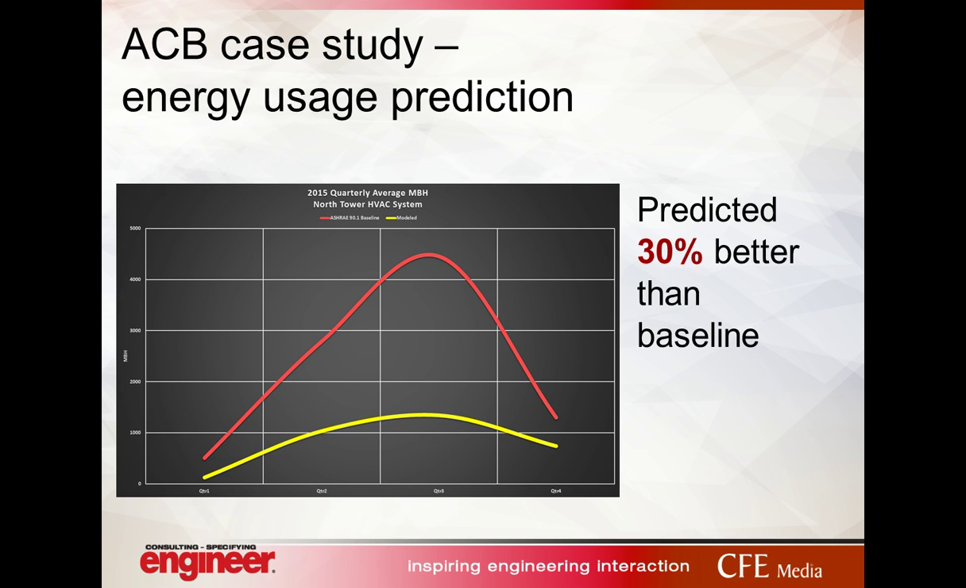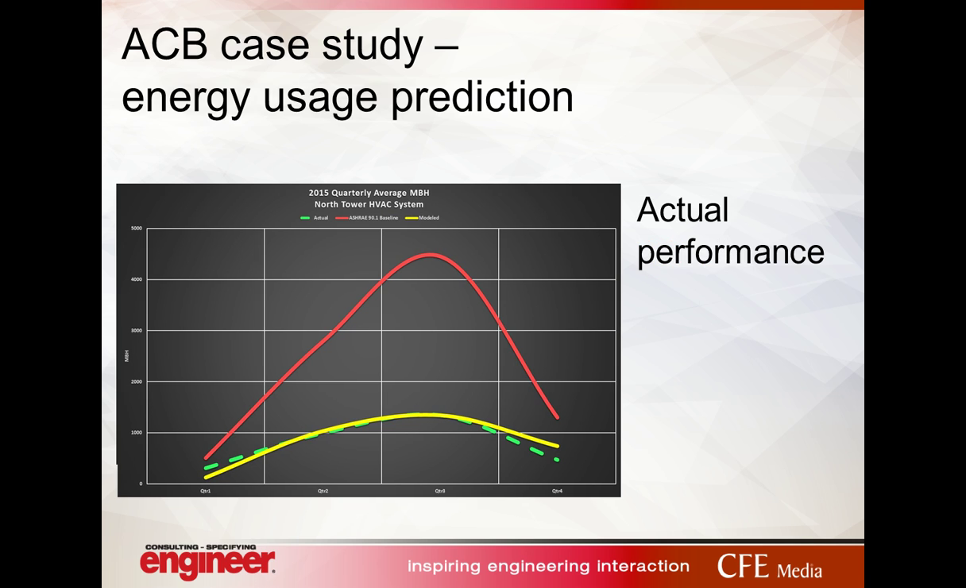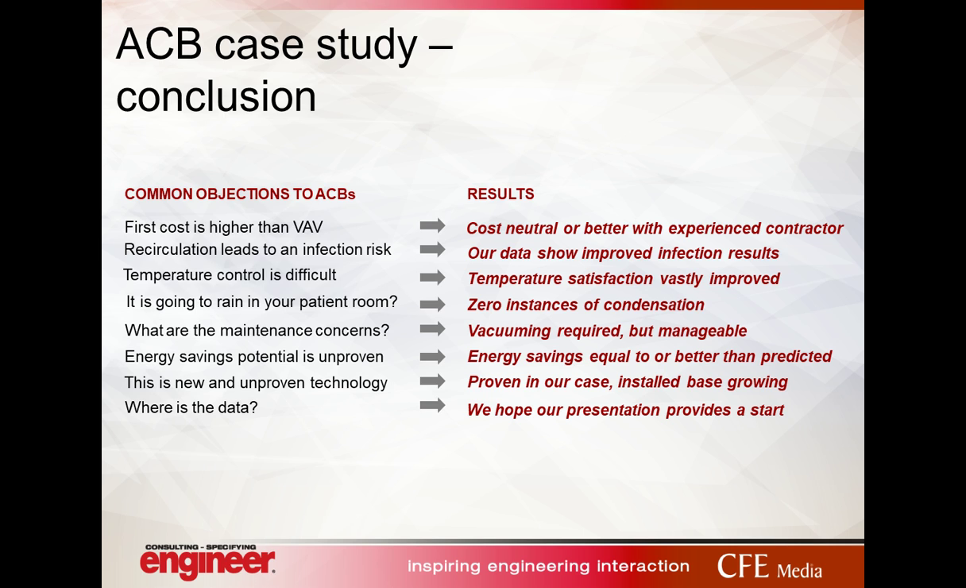From an energy use perspective, we predicted that it would be about 30% better than the 90.1 baseline, and in actuality, when we measured it in the following year, the green line is almost exactly on point. So we did save a considerable amount of energy compared to the baseline. Most of this is what we've already talked about before. We would say that it's gaining a lot of popularity in the market. There has historically been a lack of data, but that's part of why we gathered all this data, to try to get that information out there so that everyone can at least make an informed decision.